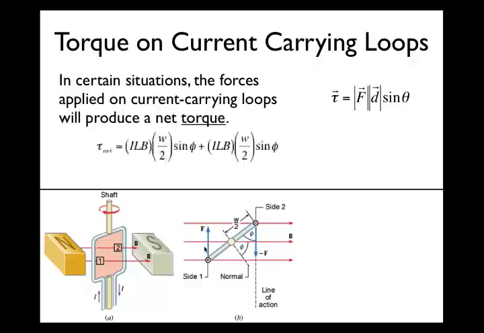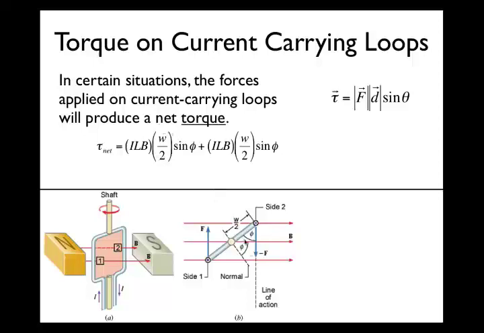How much torque would there be in this situation? Well, for the torque, you have to get the magnitude of the force. So that's the current times the length of the wire times the magnetic field. And in this orientation, the current and the magnetic field are 90 degrees away from each other, so I'm not worried about the angle part here. The distance from the axis to the place where the force is applied is half the width of the coil, so that's the W over 2 in this equation.